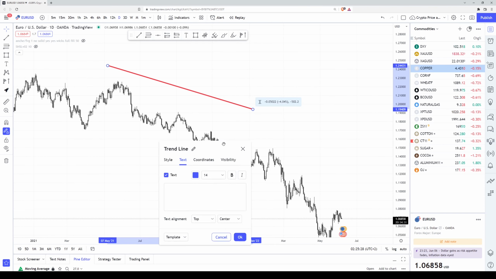And one of the things I use as well, but this is what I use for the horizontal line, is the text. And so you're able to type something above or below the trend line in order to visually demonstrate something important.